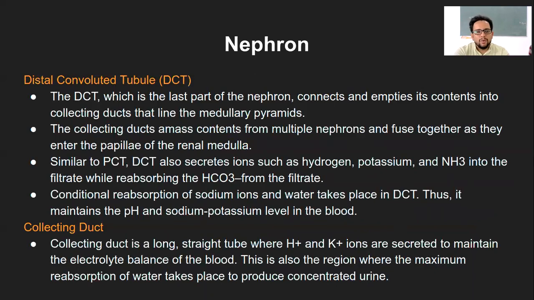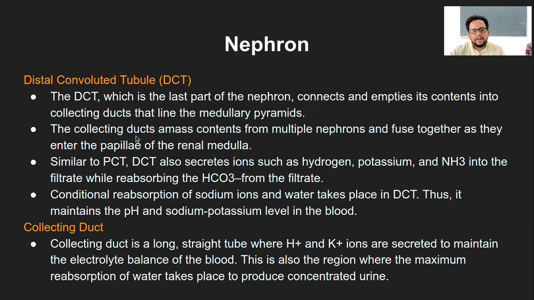Now, coming to the new part of the nephron, that is distal convoluted tubule. So from here, we will continue with today's class. So DCT is the last part of the nephron, and like I mentioned, the collecting duct is not usually considered as part of one nephron, rather it is part of collective nephrons. So it connects and empties its content into the collecting duct that lines the medullary pyramids. Those conical shaped bodies within the kidneys, on their edges, will have collecting ducts into which the distal convoluted tubule will empty its content.